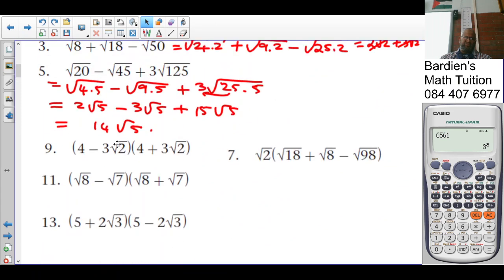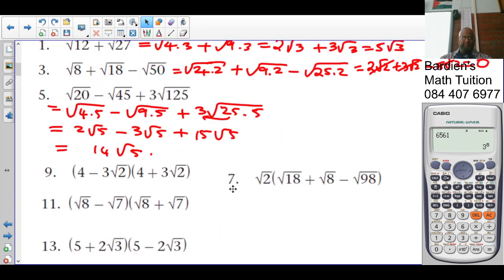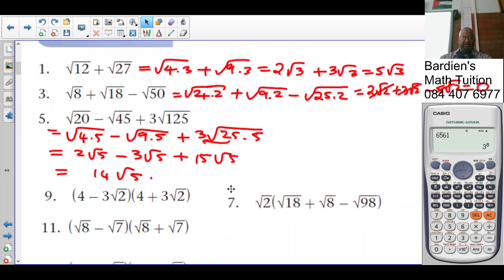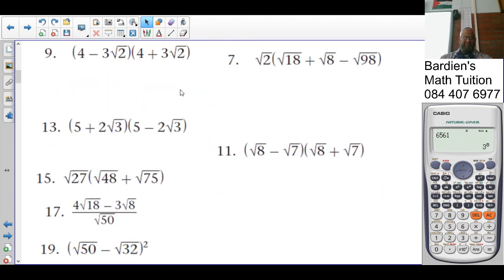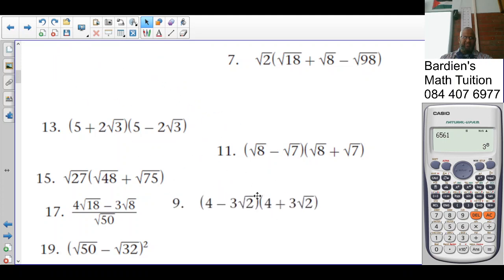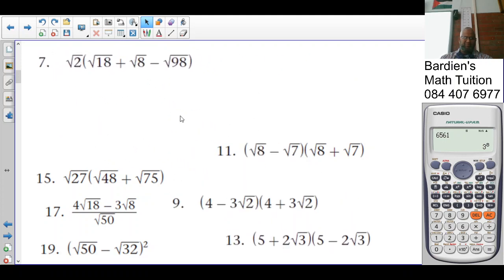So I said I was going to do these odd numbers today, no? Okay. And then I can do number 23 as well. Alright. So let's go number 7. Number 7, you're going to get the root of 2.